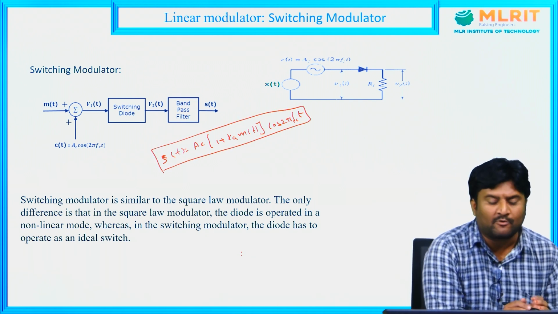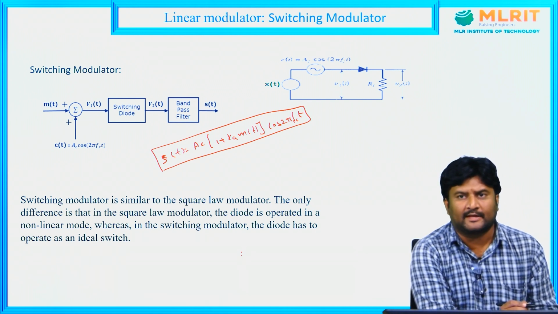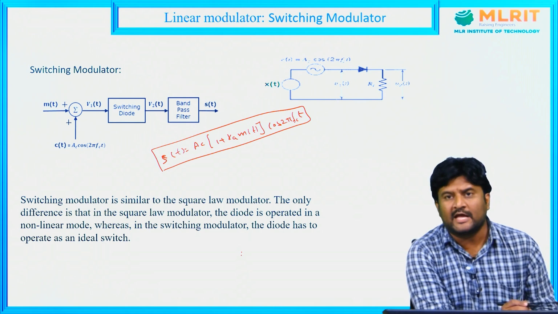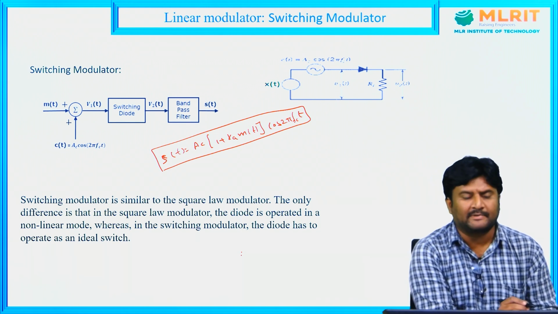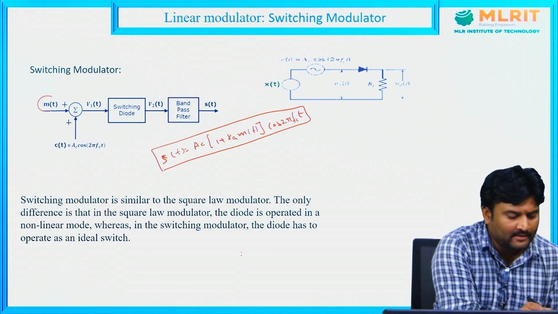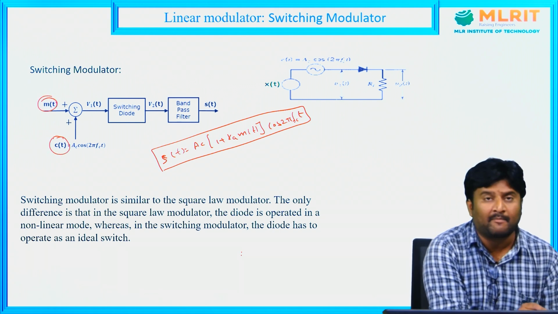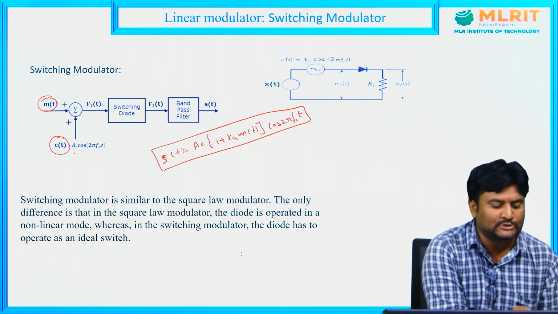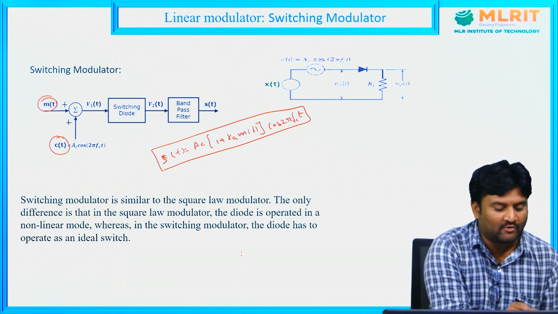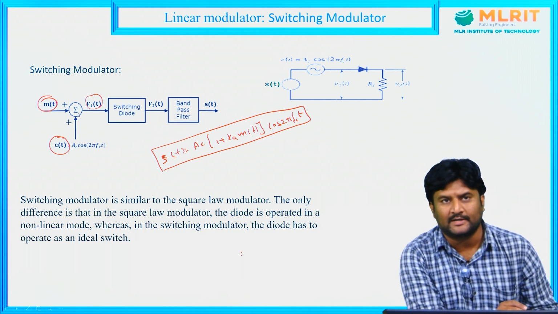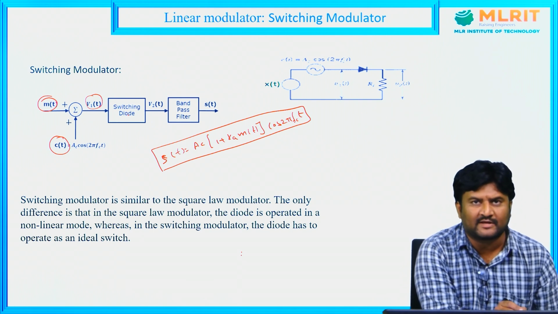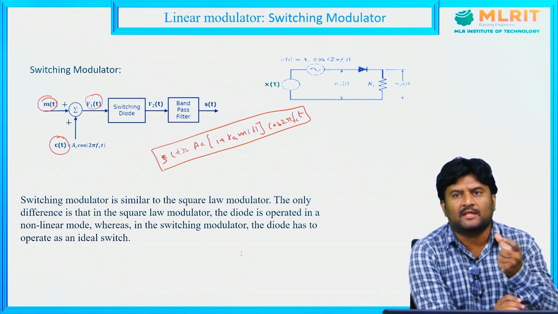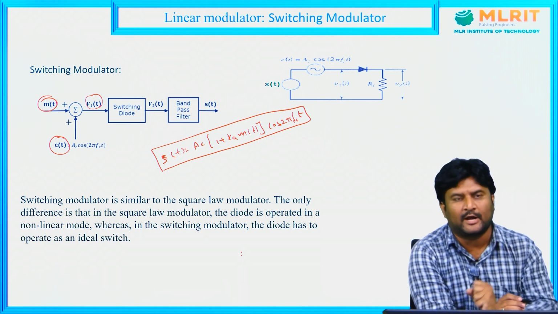Then observe here, I go for the linear modulator. The example for a linear modulator is the switching modulator, one example under linear modulators for the AM generation process. Here also I am taking two signals, one is M of t and the second one is C of t. M of t is the message signal and C of t is the carrier signal, AC cos 2 pi fct. These two are given to the summation and we get V1 of t as the output, like the square law modulator. The main difference between the square law modulator and the switching modulator is only one block: the square law modulator is replaced with a switching diode.